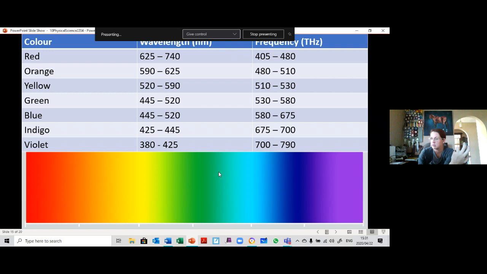Okay. That's what you need to know from this table. I give you a table with all the ranges, but it is in the curriculum. Okay, guys, so you don't need to know these. I gave them to you for interest's sake. All right, but you just need to know red has got short frequencies and violet has got long frequencies.